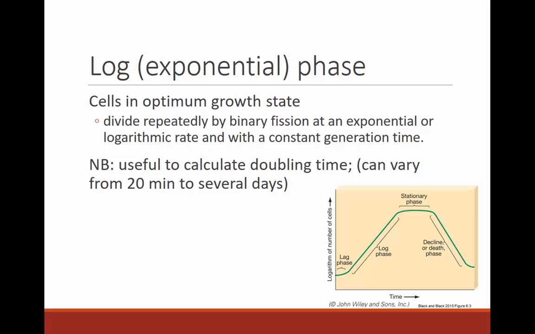As I said, in the log phase or the exponential growth phase, you get cells in the optimal growth state. So they're nice and metabolically active, and they repeatedly divide via binary fission. And if you're thinking about doubling time, it can vary from about 20 minutes, like E. coli in a perfect situation, to several days. So some microorganisms are very slow growers.